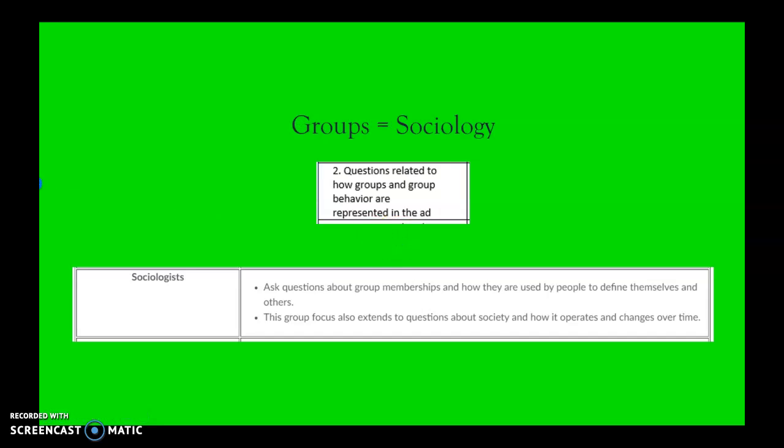So as we move on to the next row, you're going to be asking questions about groups. And these are questions rooted in sociology. So questions related to sociology may ask about group membership. It might ask about how they're being used by people to define themselves or others. And the questions may be about how society operates or changes over time. So you could ask about more than one person and a trait about that group of people. So even if you only have one person in an ad, it is possible to ask questions about groups because that one person represents a group of people.